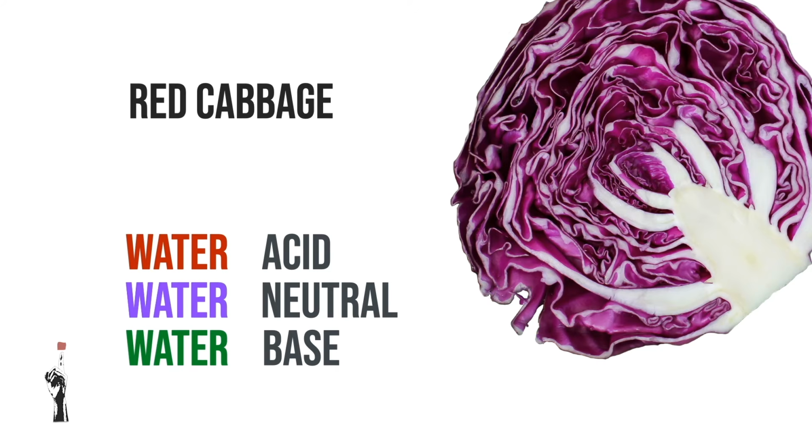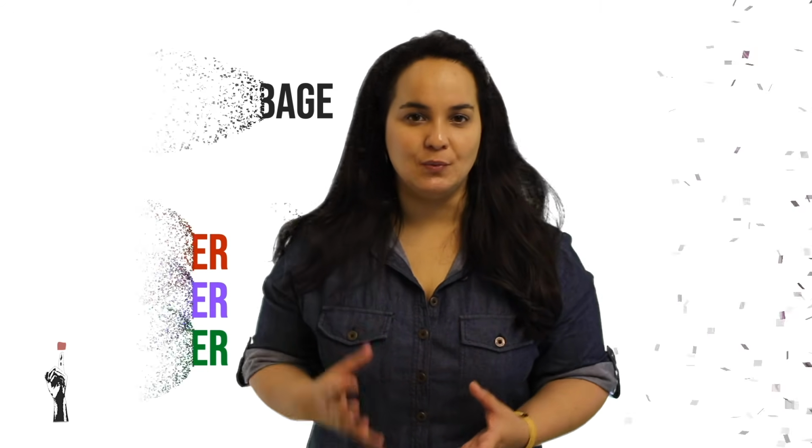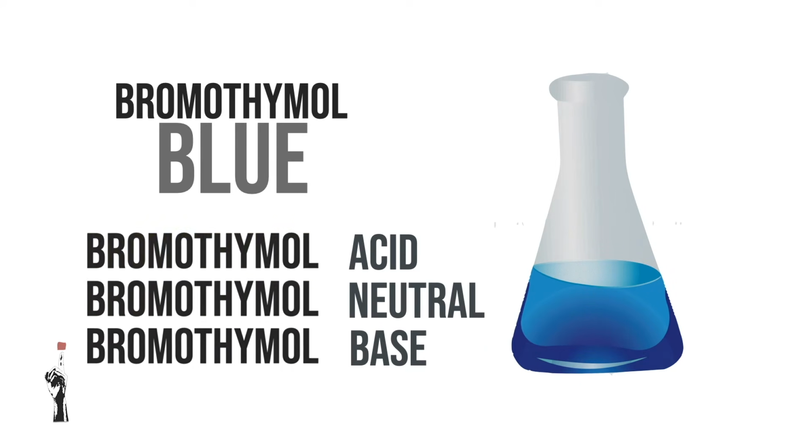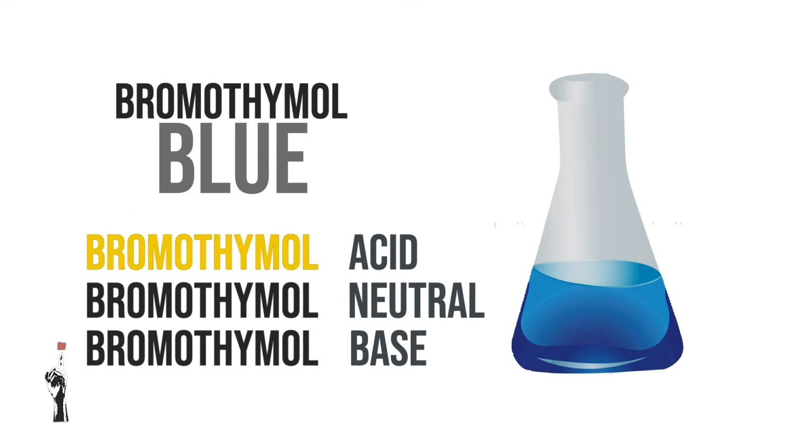I add a base. This indicator, like many others, can be prepared by boiling the red cabbage leaves in water. Once the solution has cooled down, you test substances by adding it to the water. Bromothymol blue is a very common laboratory indicator. It appears yellow in the presence of an acid, green in the presence of a neutral substance, and when a base is introduced to the solution, it turns blue.